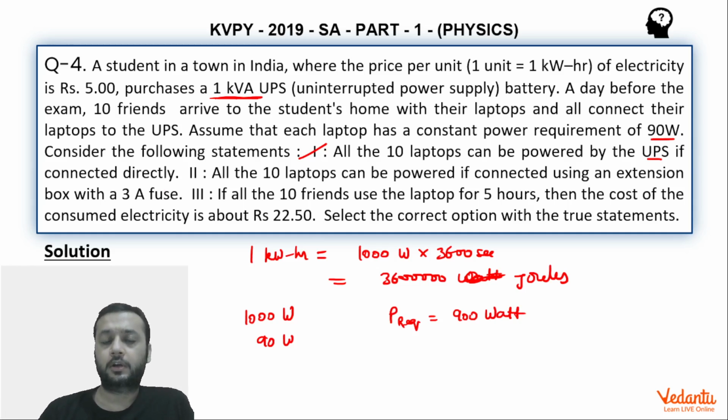Okay, now if you talk about statement 2, all the 10 laptops can be powered if we connect using an extension of 3 ampere fuse. That means if you use a fuse of 3 ampere, the maximum current that is available is 3 ampere, because if you try to avail more current than 3 ampere, then the wire will burn. Okay, so 3 ampere is the maximum current which is available.